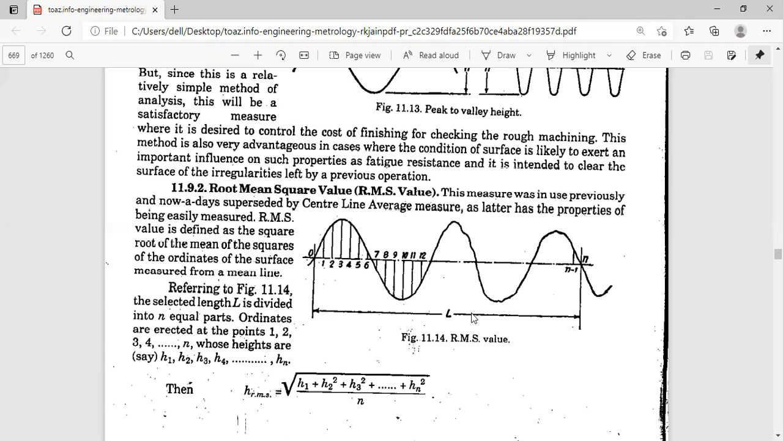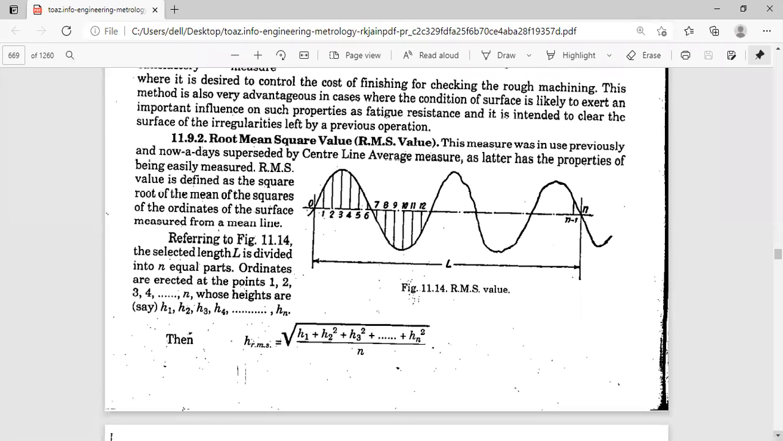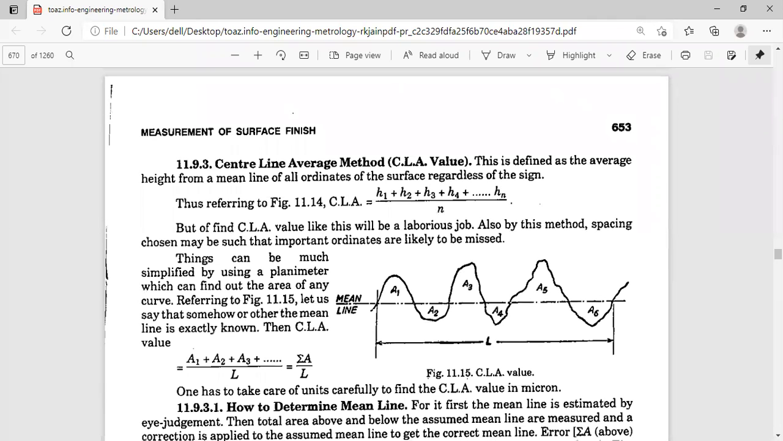In that particular peak, we try to name the heights as h1, h2, h3, and so on till hn, like that, however many peaks there are. I already told you an example for the sine waveform. What is the relation between the HRMS and the CLA value? It is 1.11 CLA. Just try to refer to IC Gupta or any other standard textbook.